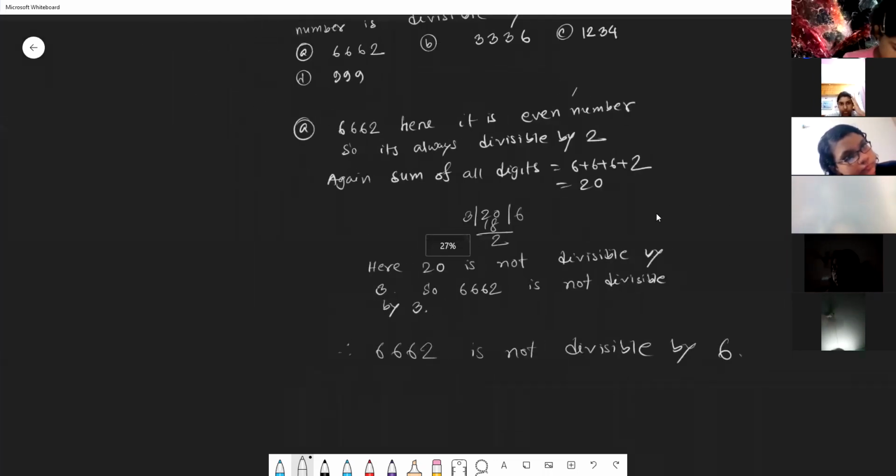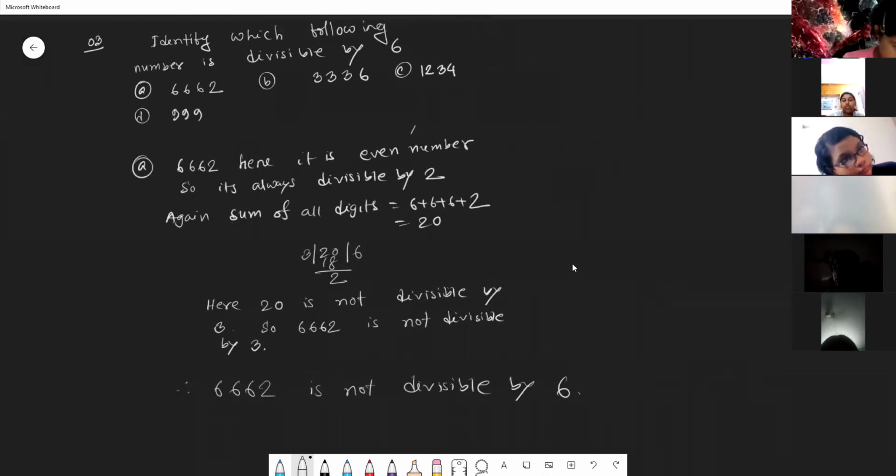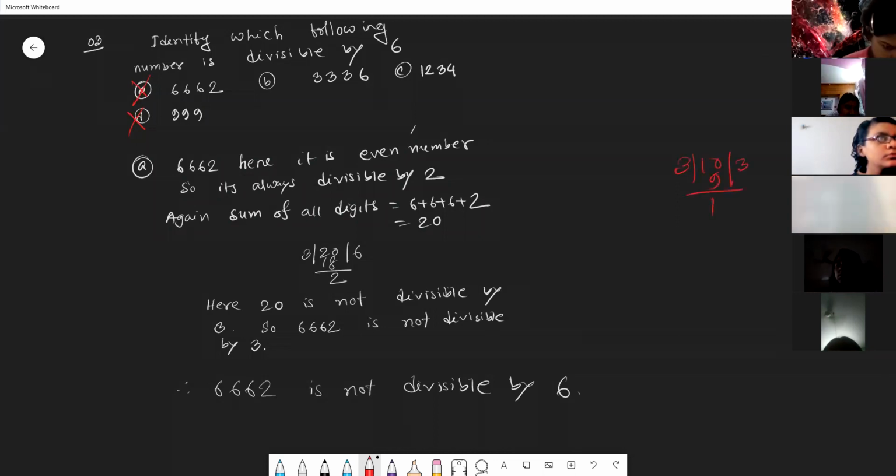In the same way, you can justify B, C and D. D is an odd number, not divisible by 2, so definitely it's a wrong answer. A is only divisible by 2, not by 3. In option C, the sum is 6 plus 4, which is 10. 10 is not divisible by 3, there is remainder 1. So this is not divisible by 6.